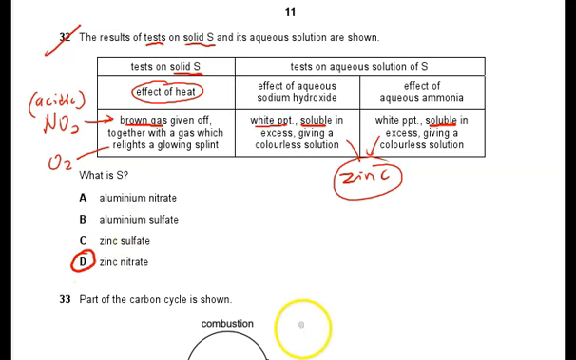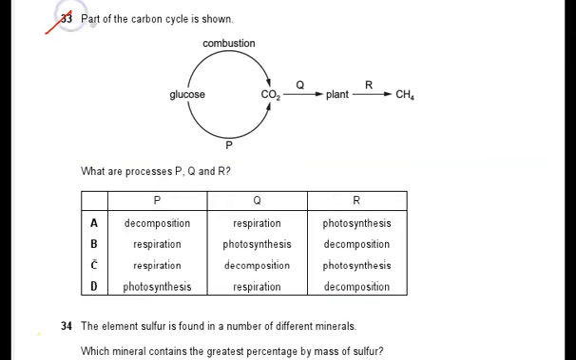D. Okay, now we look at the next one. Okay, for 33, the part of the carbon cycle is shown. So here Q will be photosynthesis. Okay, so photosynthesis. So your best answer here will be B.